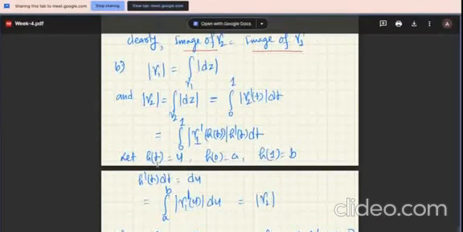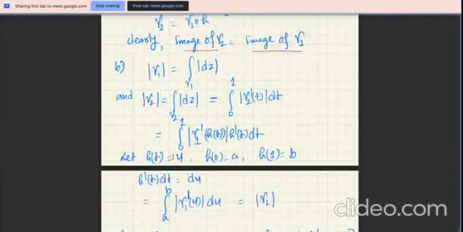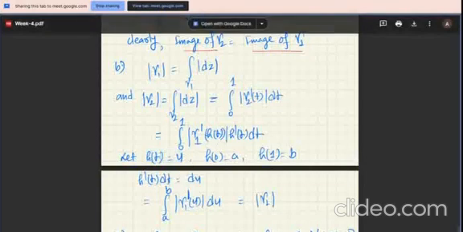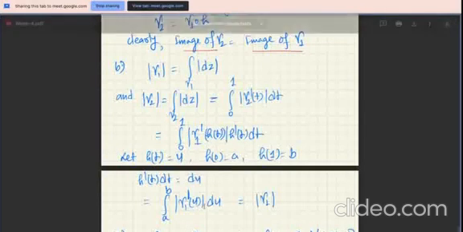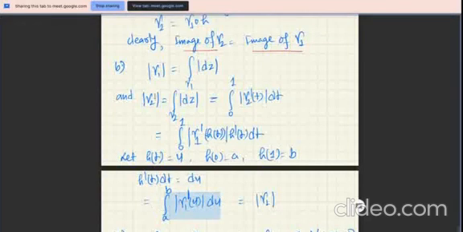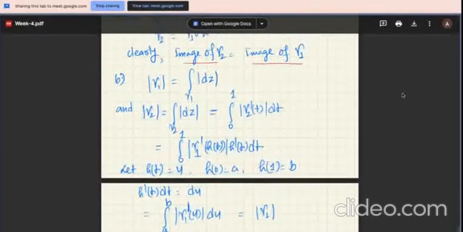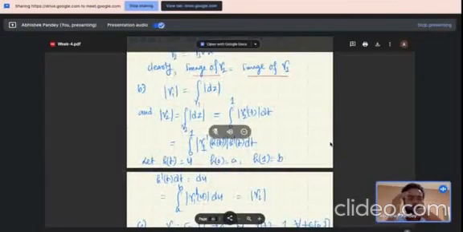So what is h of t? h of t equals u, h of 0 equals a, h of 1 equals b. We are just changing the parameter. So h dash t dt equals du. So this will be the integral of modulus of gamma 1 dash u du, which is again the length of gamma 1. So the length of gamma 2 will be the length of gamma 1. It means that you have a curve gamma, and whatever reparameterization you take, its length will be the same.